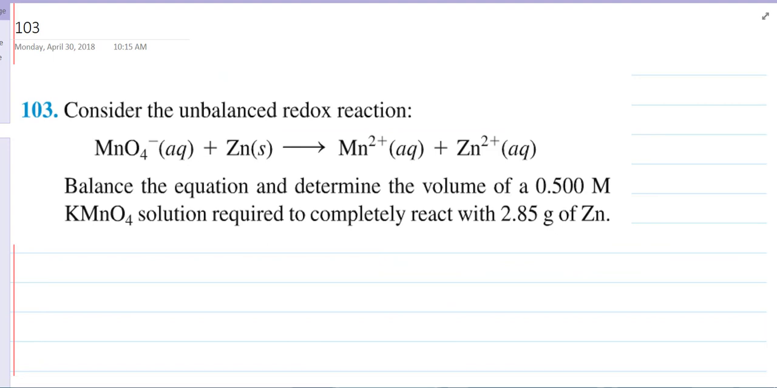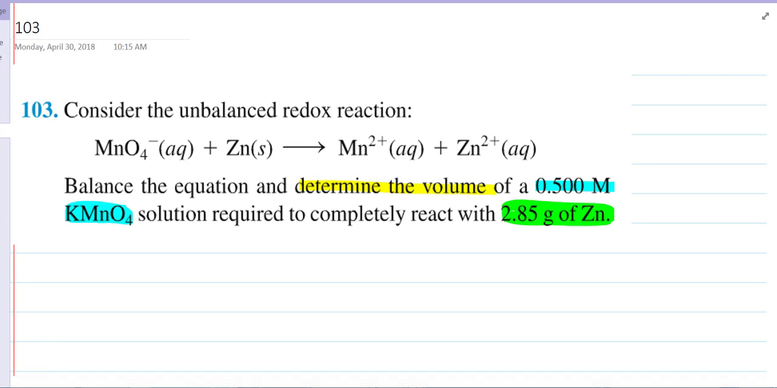Problem 103, we have to consider the unbalanced redox reaction. So that probably means we need to balance the reaction. You got the reaction there. It tells us to balance the equation. Determine the volume. There's the question. Determine the volume of a 0.5 molar potassium permanganate, which is the permanganate here, required to completely react with 2.85 grams of zinc. Yeah, we need a balanced chemical equation here.